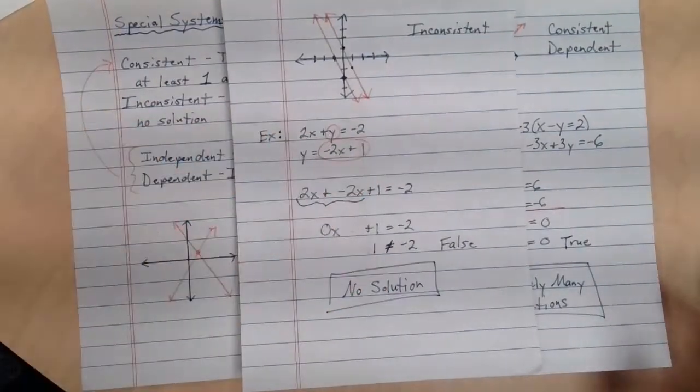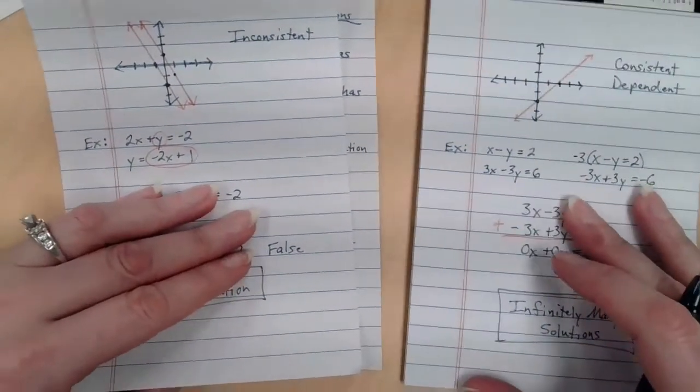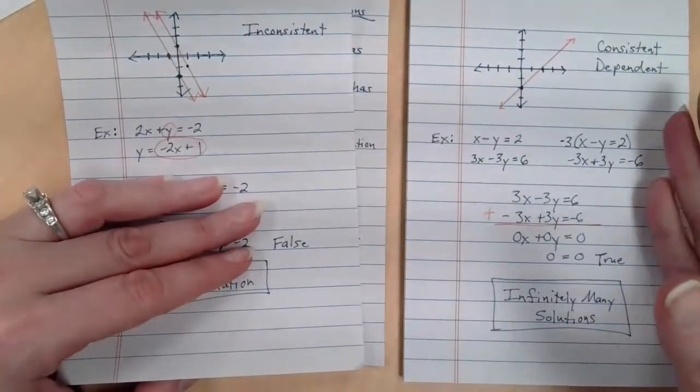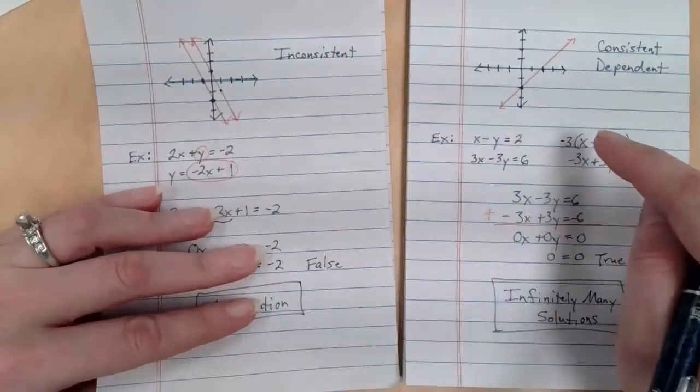But keep in mind that these are all the possibilities. These are all the things that could happen. And even if you don't have a system of lines, even if you've got a system of parabolas or circles or anything else, all of this stuff is still true. Either they cross each other, or they don't, or they're identical.